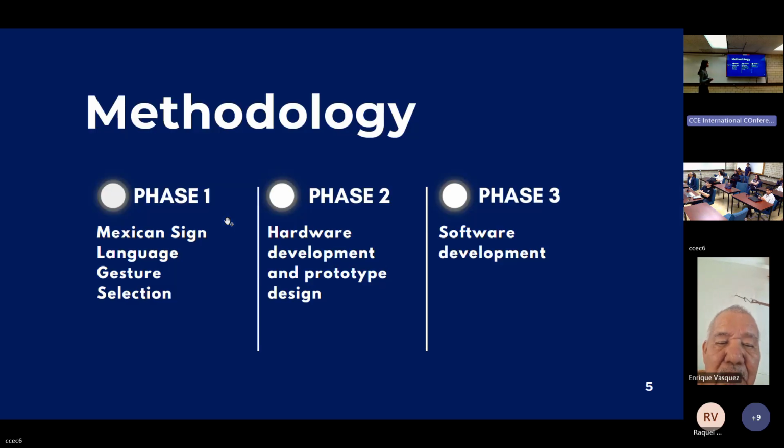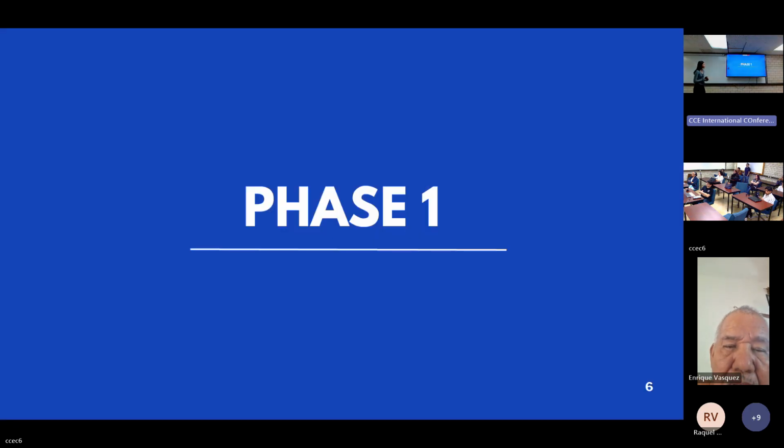To do this project, we divided it into 3 phases. The first of which was to select which words or phrases we wanted to translate with the system. After that, we moved on to phase 2, which is the hardware development and the prototype. And finally, phase 3, which is the software development.